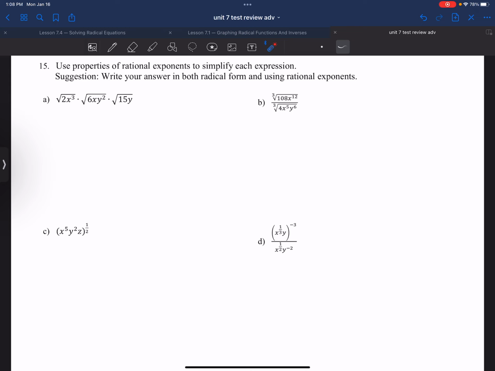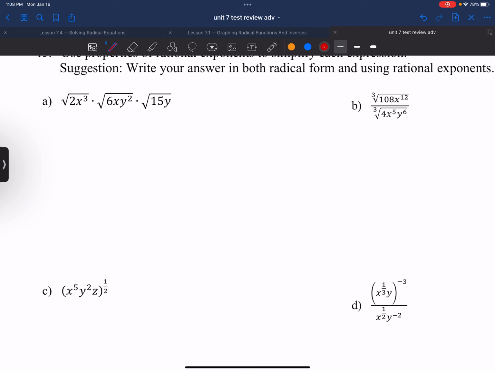Okay, moving on to 15. We've got some more complicated simplifying expressions. None of this is new or different. It's just harder. It's just more. That's all. So let's go through these. I'll probably alternate colors here. Working through letter A, the goal is to simplify. Notice it says you can do it in radical form or using rational exponents. It doesn't really matter. I just want you to get the practice of simplifying.